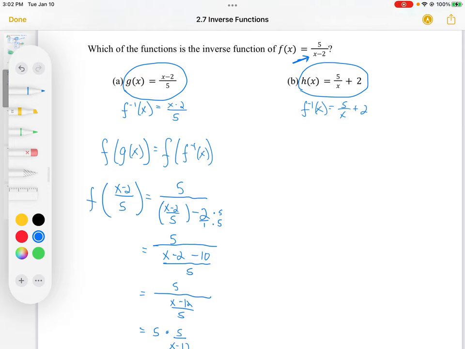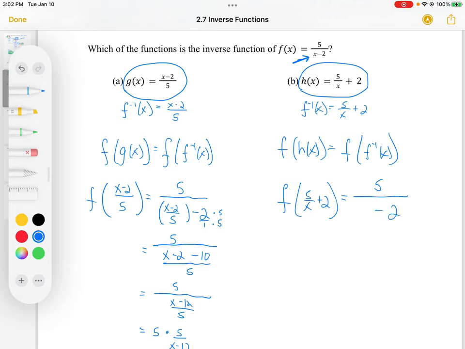Okay, let's try this other option. Again, we're trying to find f of h of x, which we're hoping is f of the inverse function of f. So we're going to plug in 5 divided by x plus 2 into our original function, 5 divided by x minus 2. So 5 divided by x minus 2 becomes 5 divided by 5 over x plus 2, minus 2. Whew. All right, now we've got to simplify this.